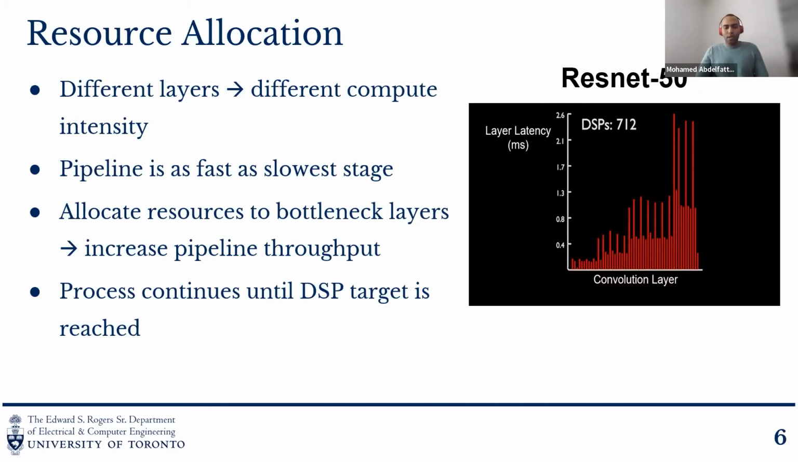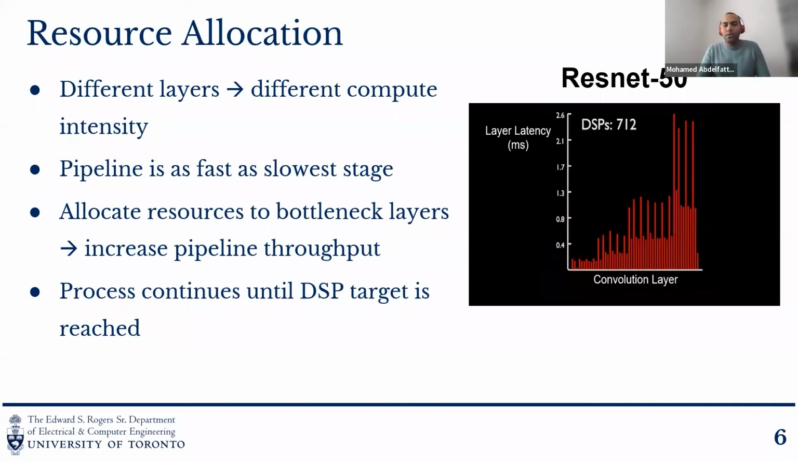So Hpipe looks at the layers, and it looks at those bottleneck layers where their latency or throughput are limiting the overall throughput of the pipeline, and starts to allocate resources to those, mainly DSPs, until they no longer become the bottleneck and they improve the overall throughput of the pipeline.